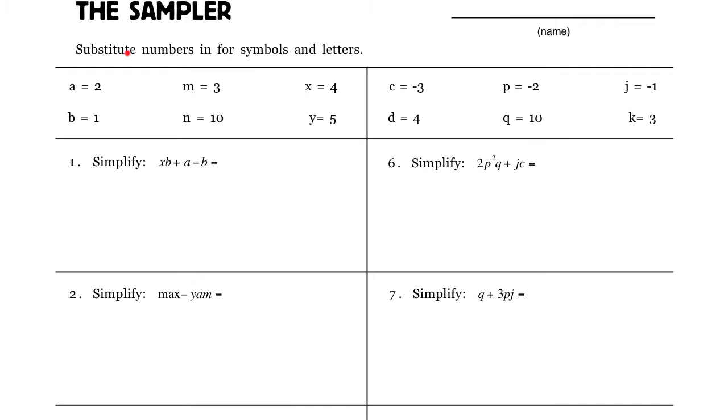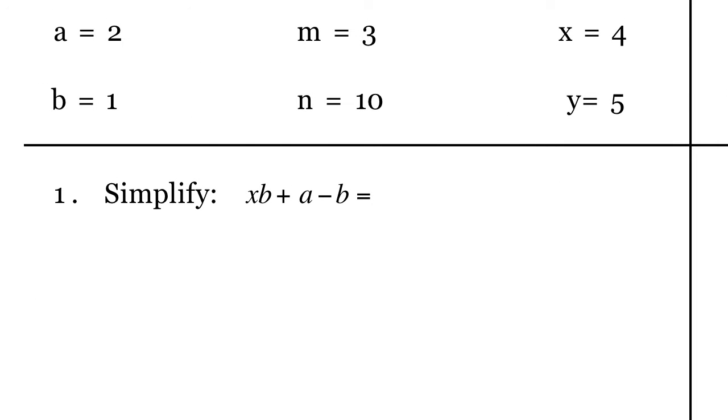In this video tutorial, we're going to be substituting numbers in for symbols and letters, or what we're going to refer to as variables. And I know that when we look at question number 1, for example, it says simplify, so we're going to evaluate and then solve. And I see that it says x times b plus a minus b. And I'm rewriting this with parentheses, so I'm going to have some space where I can plug in the values for these variables. And I know that x is equal to 4.